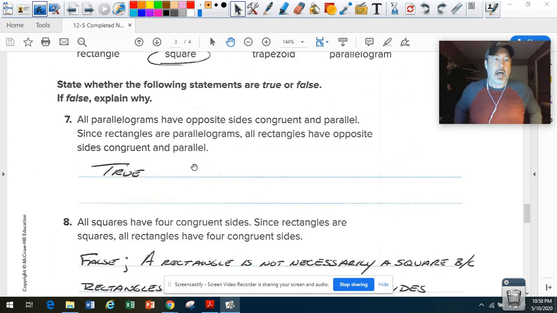It says, state whether the following statements are true or false. If false, explain why. 7, all parallelograms have opposite sides, congruent and parallel. So far, that's true. Since rectangles are parallelograms, all rectangles have opposite sides, congruent and parallel. Yes, that is true. So all the opposite sides are congruent. Yes. And all the opposite sides are parallel in a rectangle. And yes, that is true.